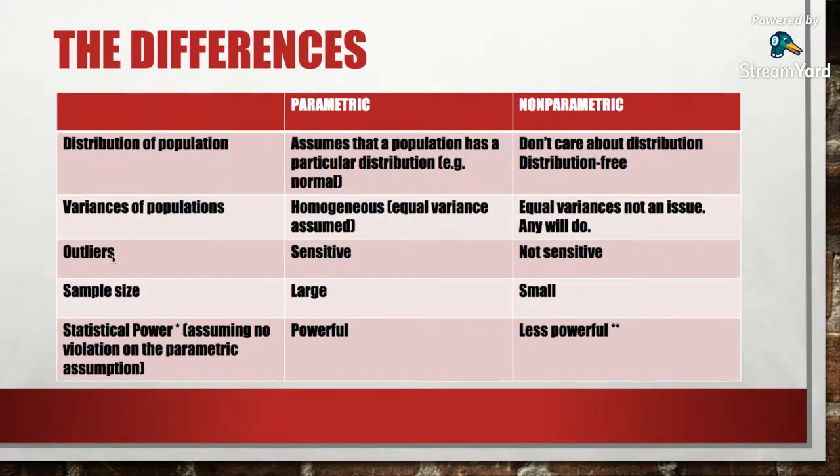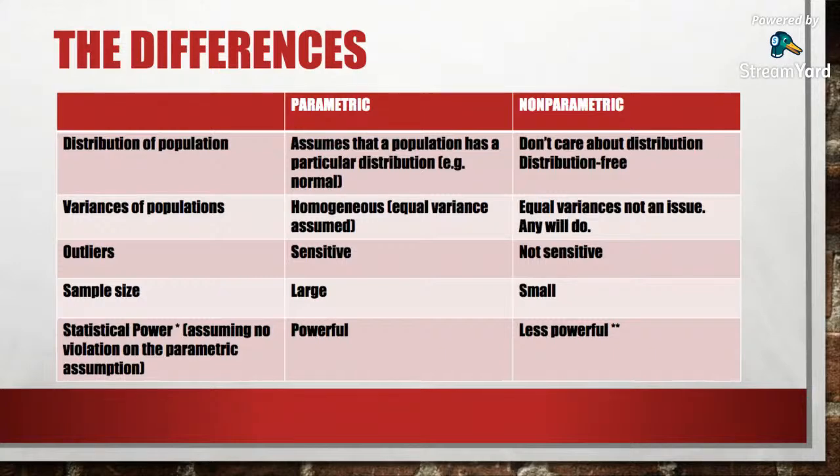Now, for the outliers, parametric tests are sensitive to outliers, while non-parametric tests are not sensitive to outliers. In other words, if in your data there are outliers, then you may opt to use non-parametric tests. But what are outliers? Outliers are scores or data which are either extremely high or extremely low. So we call them outliers.